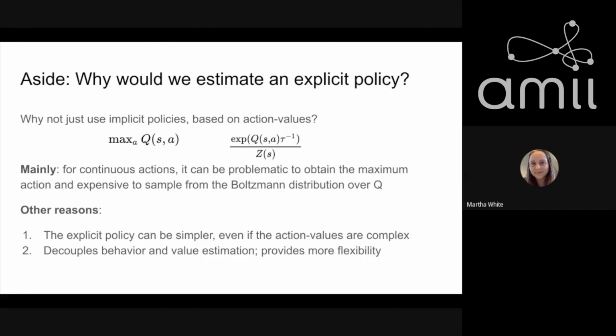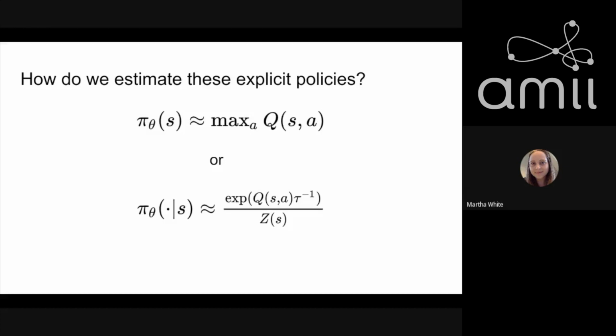Okay, so our goal is to get this explicit policy because we're not going to be able to use these fully exact policies. Instead of just using Q and then always computing pi implicitly from Q, we're going to maintain this explicit policy that's going to try to estimate these things. So now our question is, how are we going to estimate these explicit policies? How are we going to get a pi theta that approximately equals this Boltzmann Q distribution?